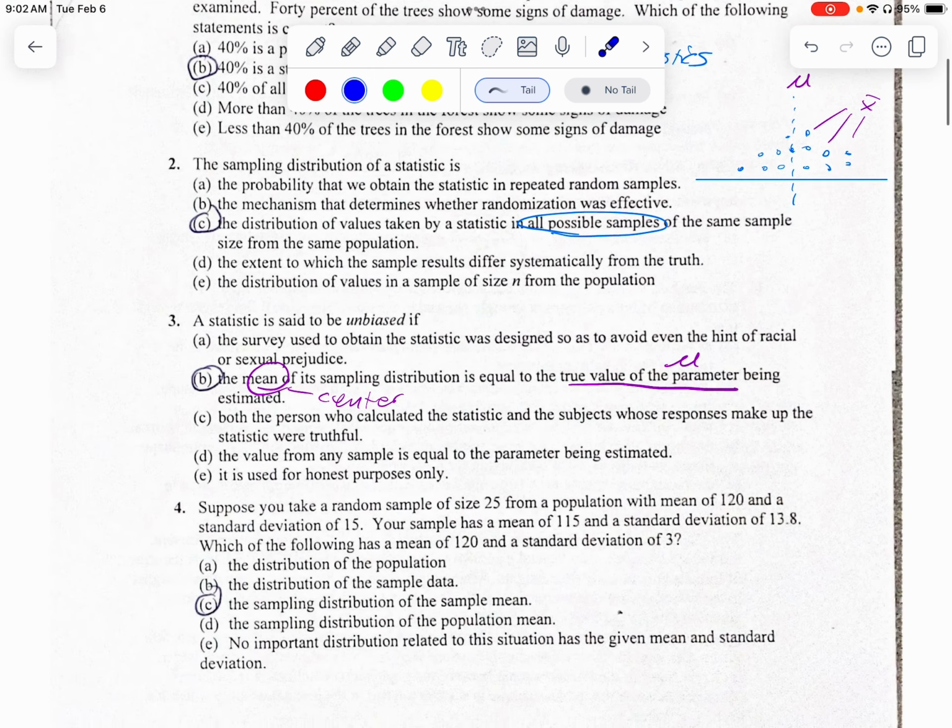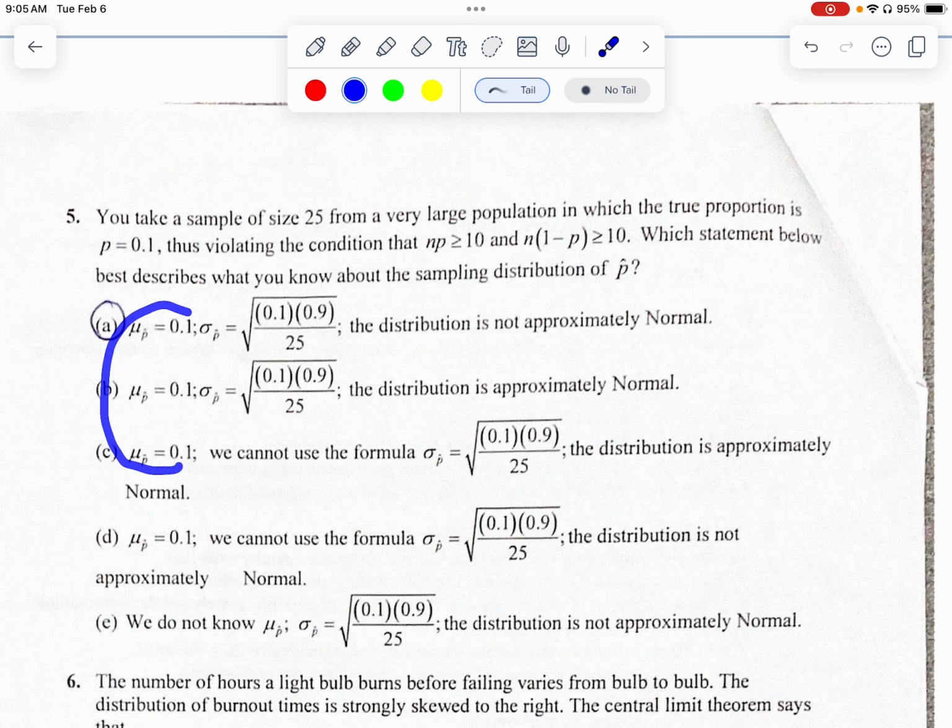Okay, number 5. I'm talking quick because I want to get this done before the bell. This is you're taking a sample size of 25 from a large population. Okay. Which is the right statement, right? So if the true proportion is 0.1, then it limits you down to, well, all of these, okay? So it's not this, okay?